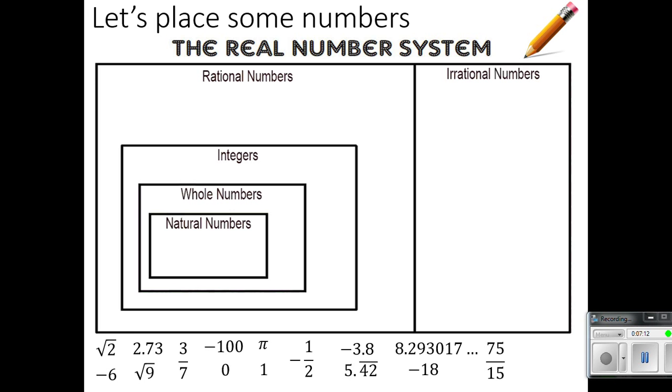So I'm going to start with the square root of 2. And the square root of 2 would go into the irrational numbers. When you put it in your calculator, it's not going to terminate and it's not going to repeat.